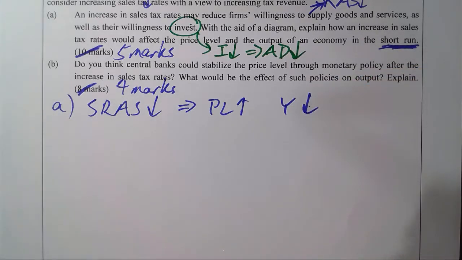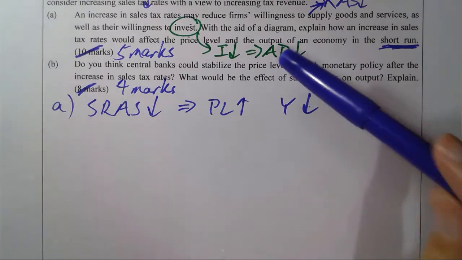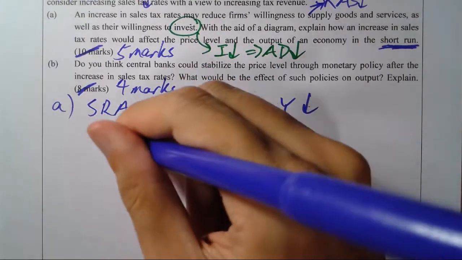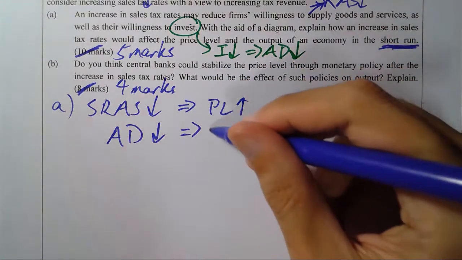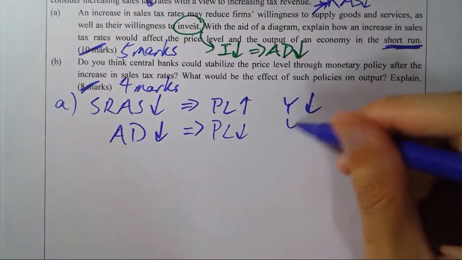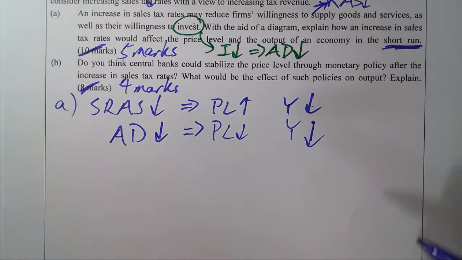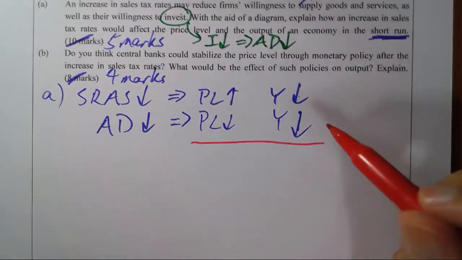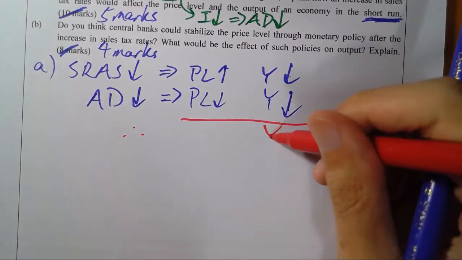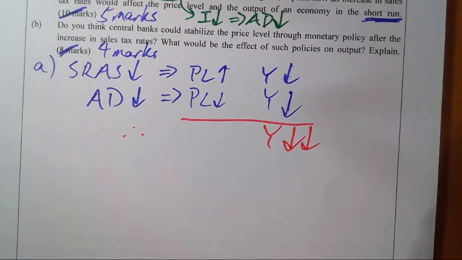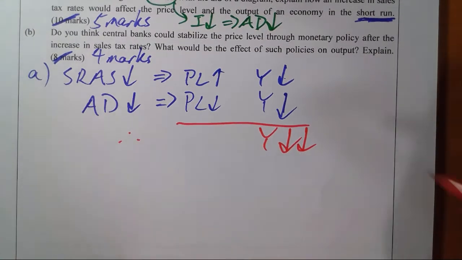Y would go down. Okay, we remember that. Now, what about AD? We also know AD decreases. Therefore, price level decreases, Y also decreases. Now, look at here. So, what is the conclusion? The conclusion, we know that Y would definitely decrease. No problem, right? What about here?